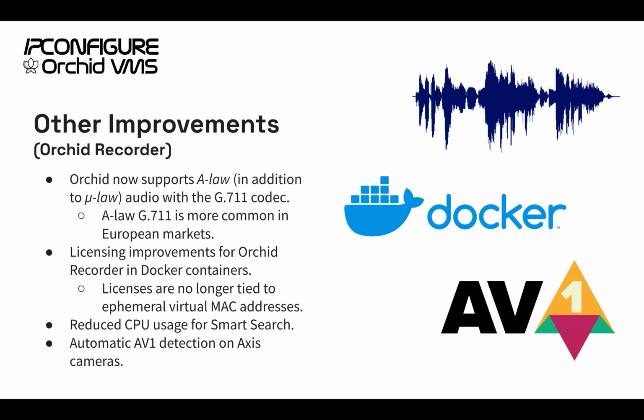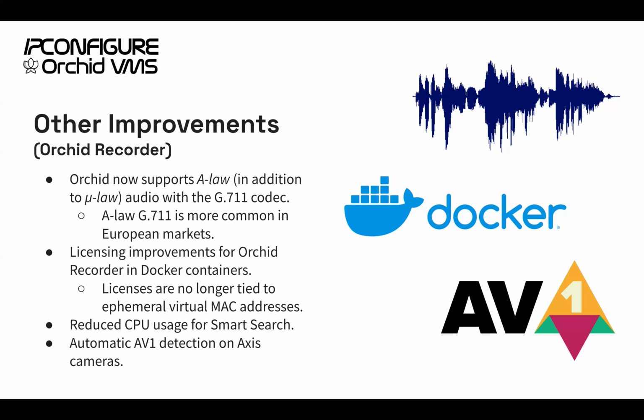And then finally, new in 25.6, we have automatic detection of AV1 video on Axis cameras. So IPconfigure recently introduced support for the latest generation AV1 video codec. Currently, that AV1 video codec is only available on Axis cameras. It's a great codec, sort of an open source standards-based codec. We expect to see it available for more manufacturers in the future.